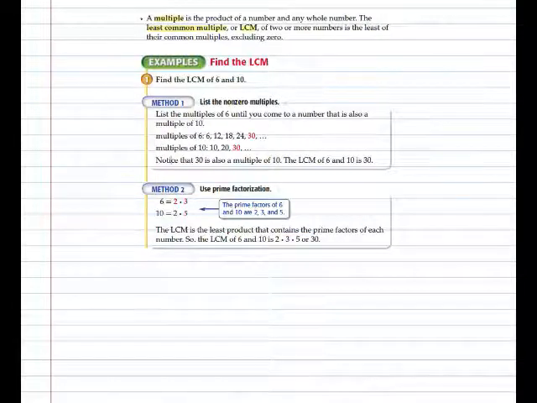A multiple is the product of a number and any whole number. The least common multiple, or LCM, of 2 or more numbers is the least of their common multiples excluding 0.